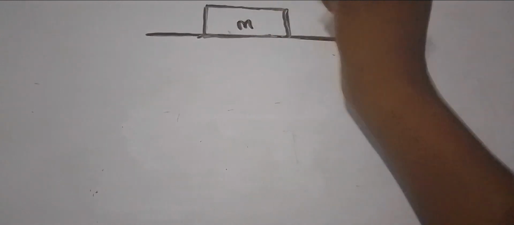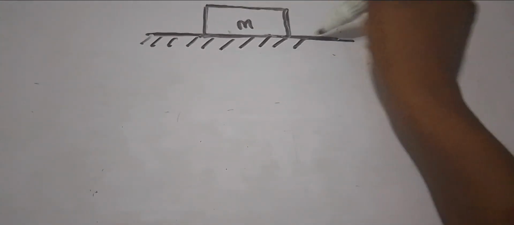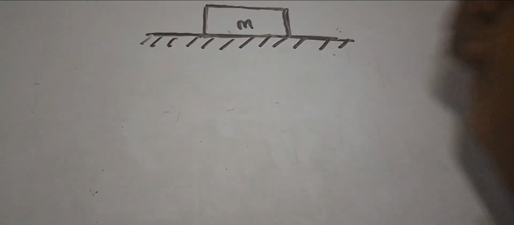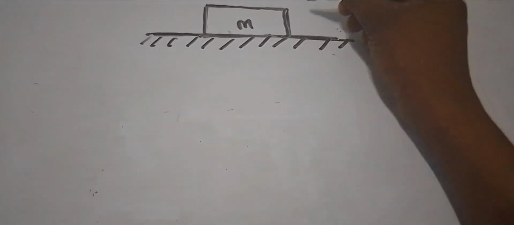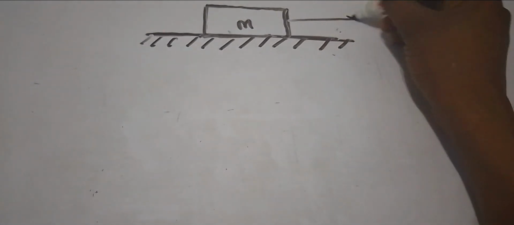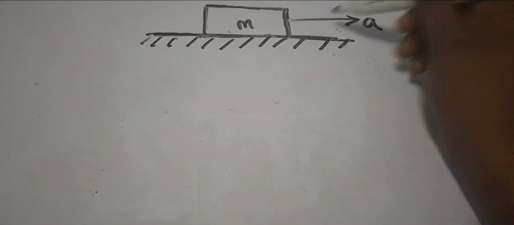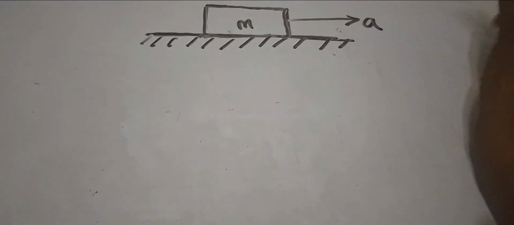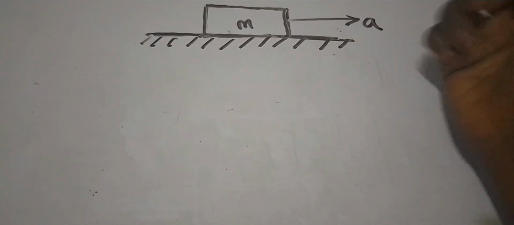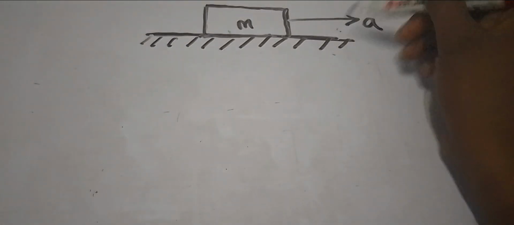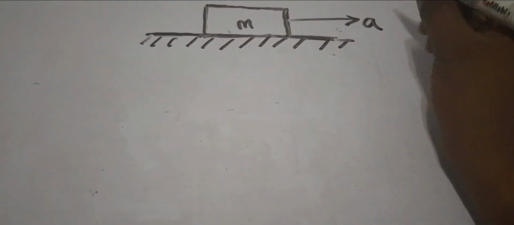Alright, let us consider a body of mass m placed on a rough horizontal surface. So the surface is rough and the mass is m. Let's say the body is moving in this direction with a uniform acceleration a. We understand that when the body is moving in this direction, and because the surface is rough, there is always a frictional force, and the frictional force acts in the opposite direction.